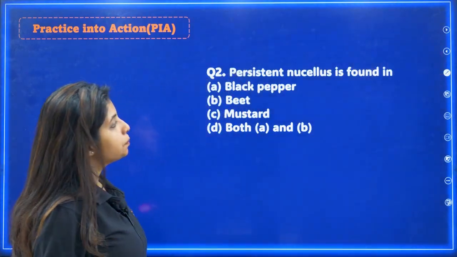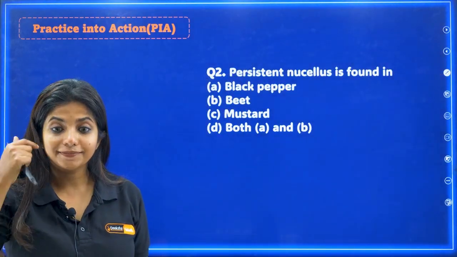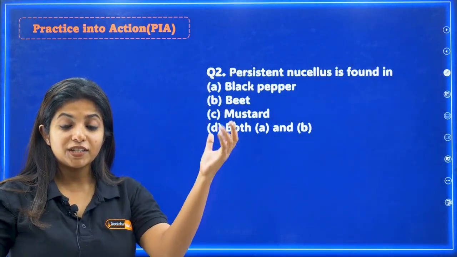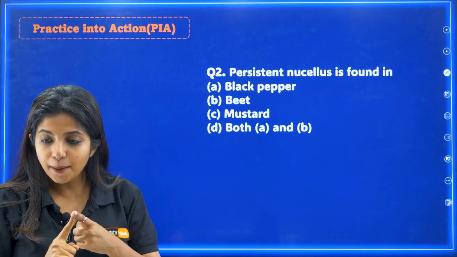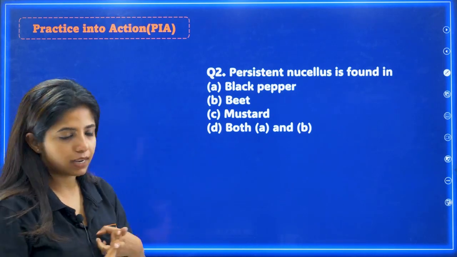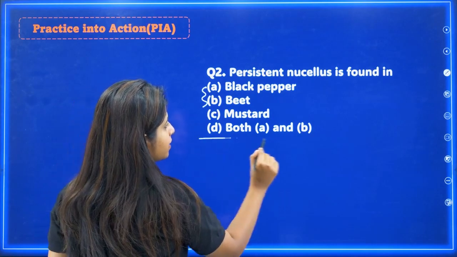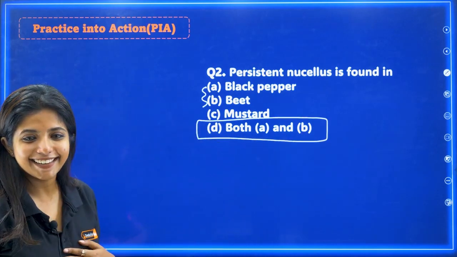Okay, next. Persistent nucleus, which is there for nourishment, is found in black pepper and beet, B square. So both A and B, can I say that? So your answer becomes D.